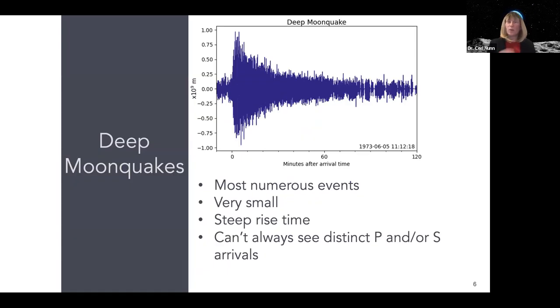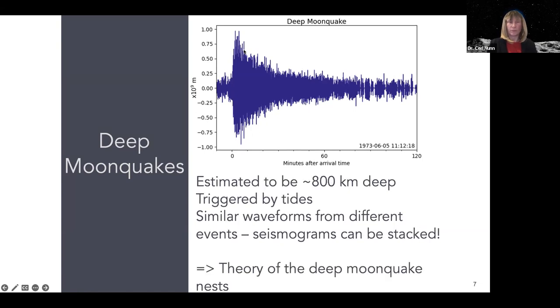So let's spend a bit more time looking at some of them. These deep moonquakes are the most numerous events. They're generally very small. They have a very steep rise time. They come straight up like this. And again, you can't always see distinct P or S arrivals, even right at the beginning. They are estimated to be very deep, 800 kilometers deep.